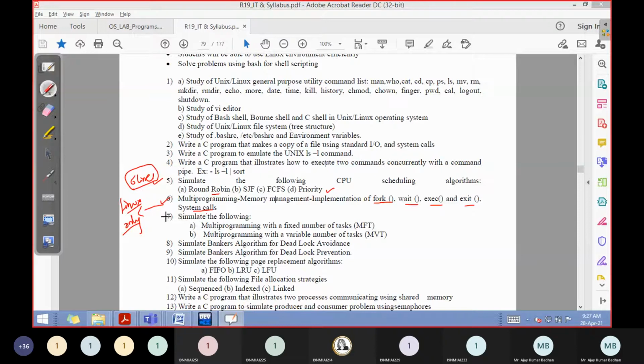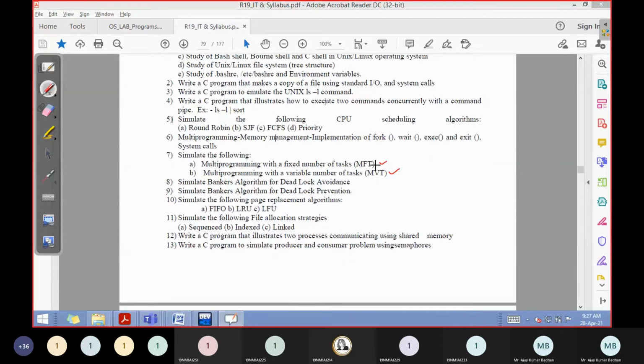So the next program we have is simulating the following: MVT, MFT, and MUT. That is nothing but multi-programming with a fixed number of tasks and multi-programming with a variable number of tasks. If we have a random set of tasks, how can we execute them? For that we are going to do this programming. Fixed means we have a fixed set. I'll explain this concept when it comes in the third unit.